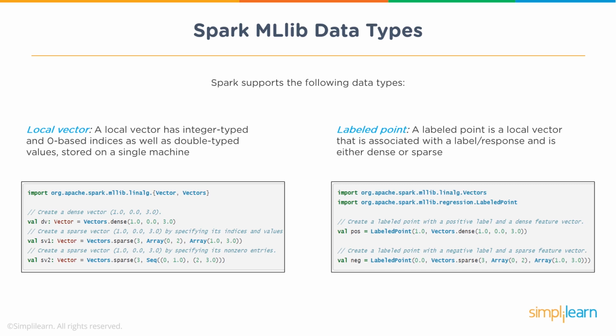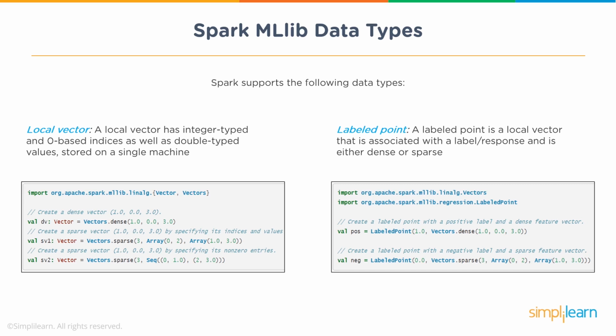So what is a labeled point? It is a local vector that is associated with a label or a response. In supervised machine learning, you have your features, which are nothing but some fields, and those features are related to what we call a response or a label. So a labeled point is a local vector, which can again be dense or sparse, and it is associated with the label or response.